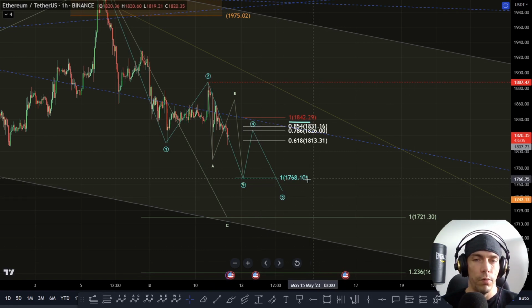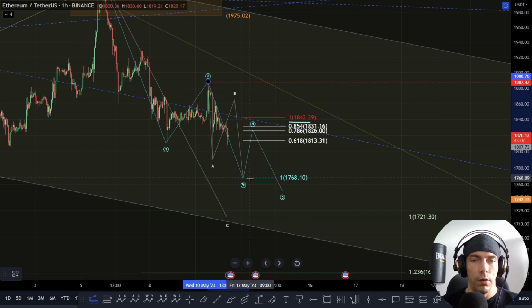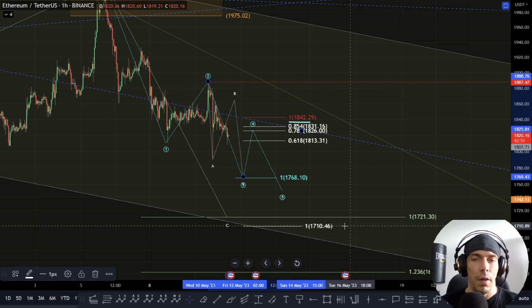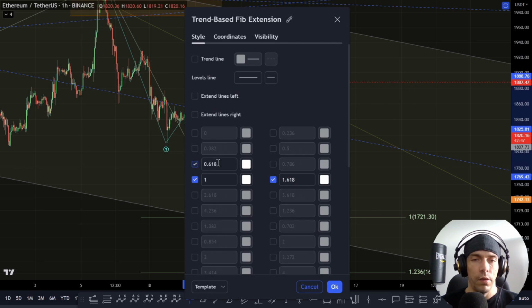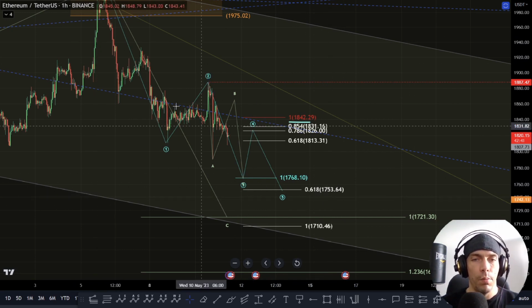Now, if this does move to the downside, what we would be looking for as a sort of target for the fifth wave is that it couldn't actually cross this zone of this 1710. That's sort of the maximum it would be allowed to travel, because it can't be longer than this third wave. But what we could actually see is this stop closer towards this 0.618, which would actually be here towards this 1753. So this is something I'm keeping an eye on.